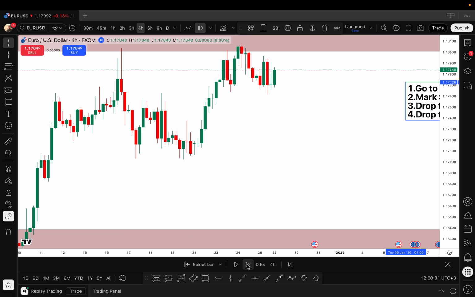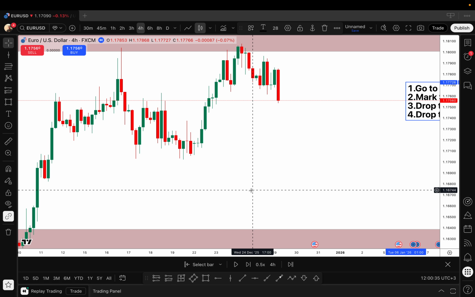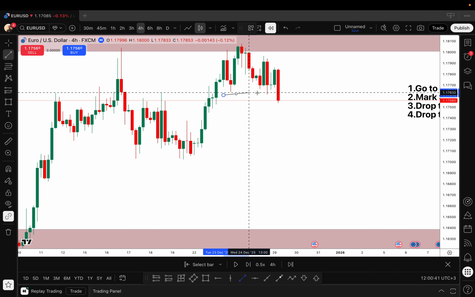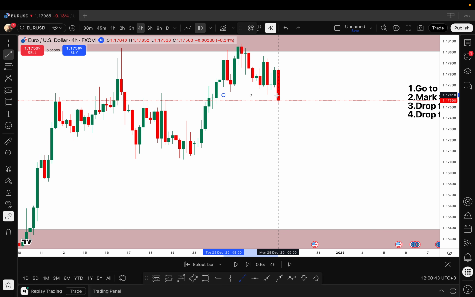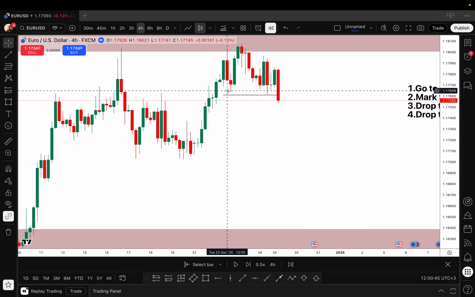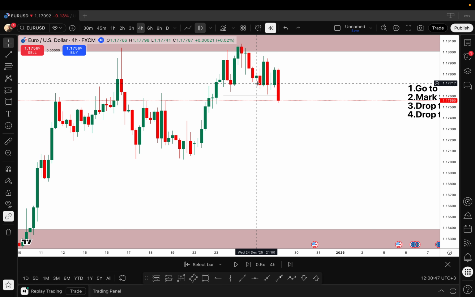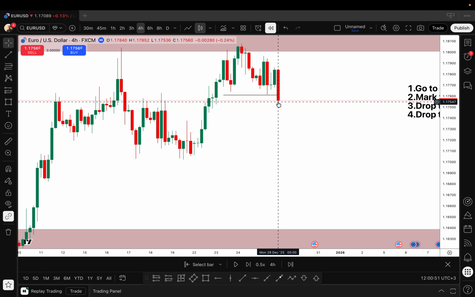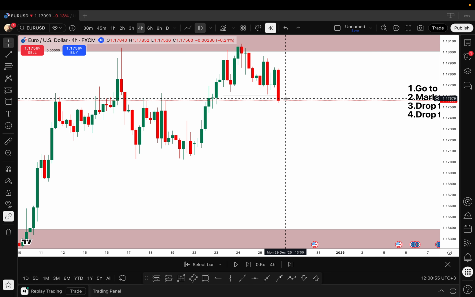I play another candle, then we get, now this one is what we call a change of character. How do we get the change of character? After closing below the previous low. This one here, I said this was our previous lower low, then we had an equal low. Now price has closed below this previous lower low. This is now what we call a change of character.